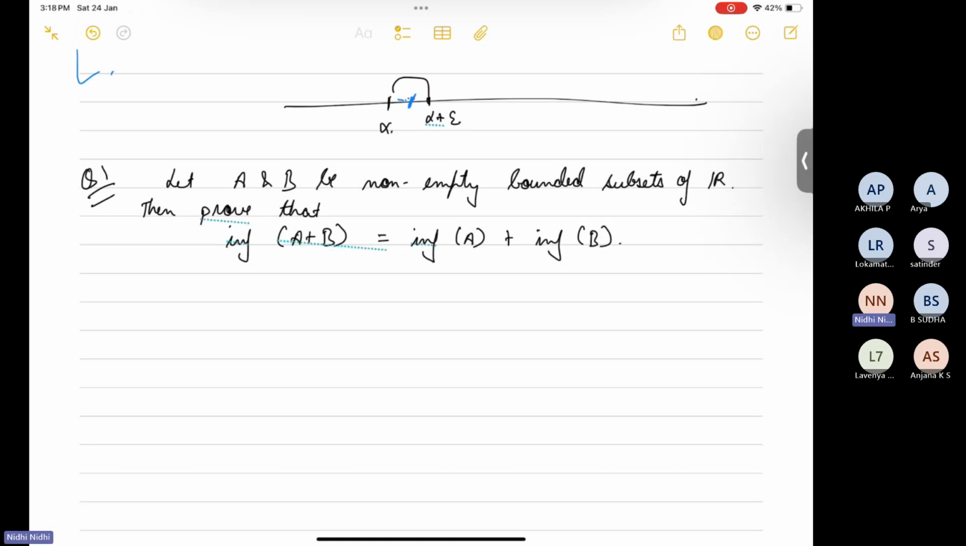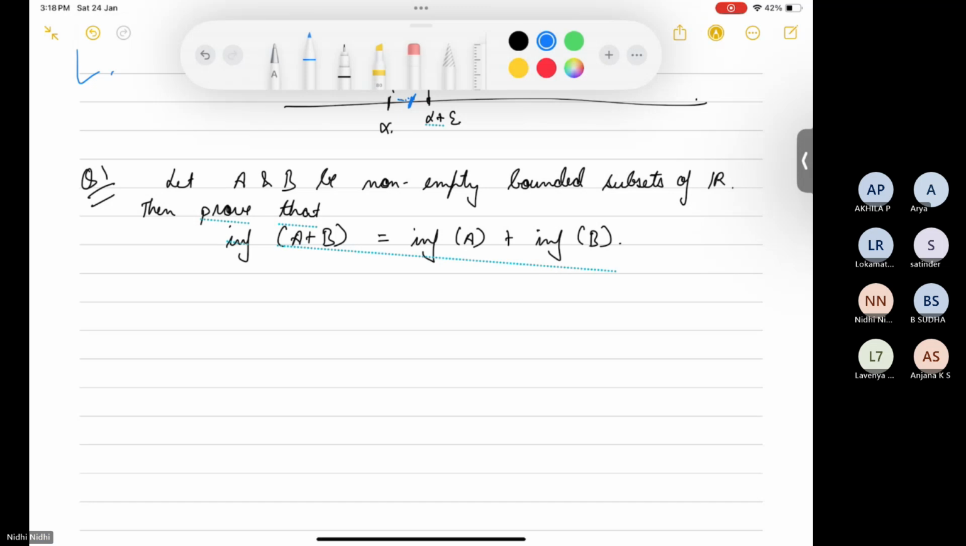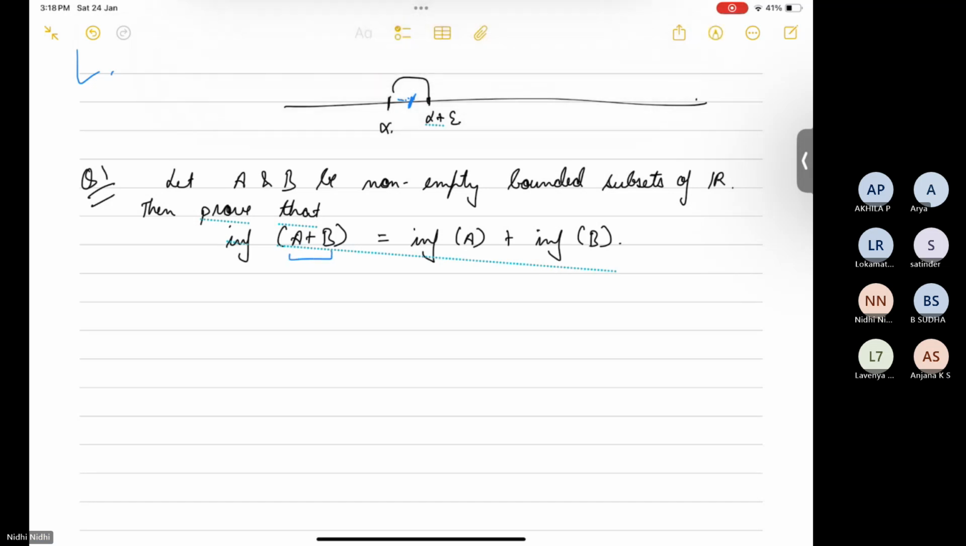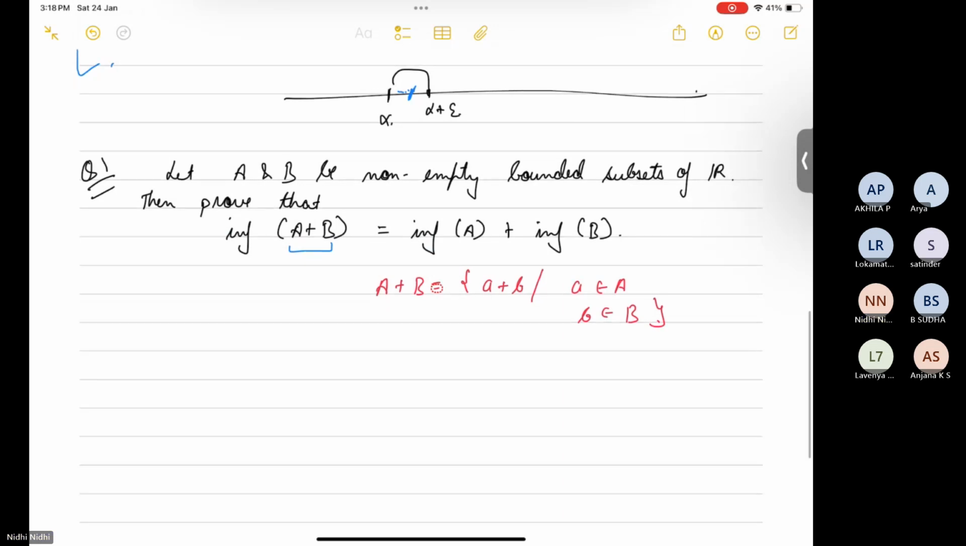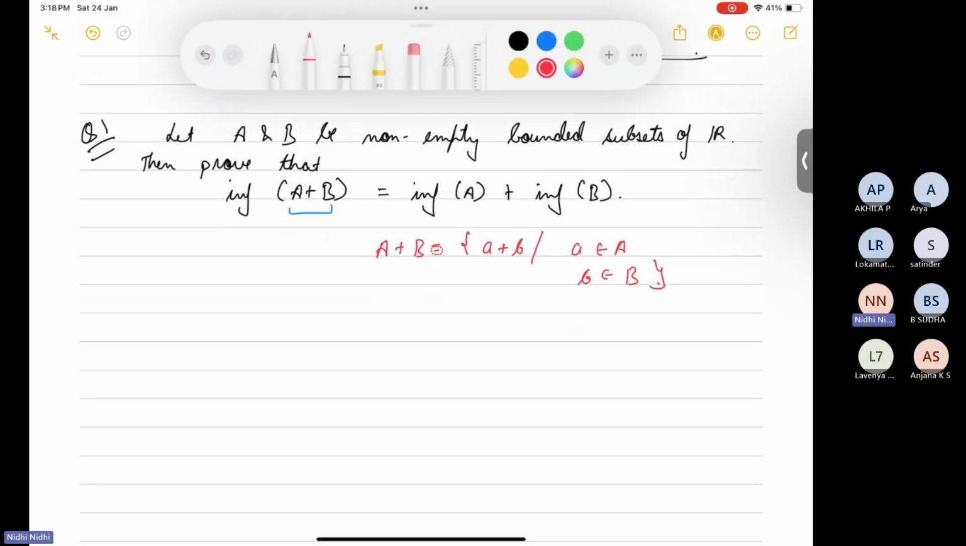Now what do we mean by this A plus B? A plus B is the collection of elements of the form a plus b, where this a comes from the set capital A and b comes from the set capital B. So this is how we define addition of two sets. So let's see how we can prove this.